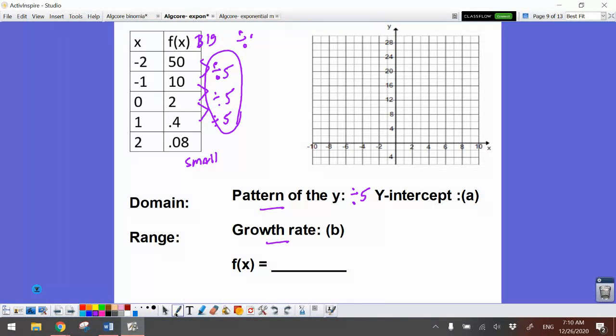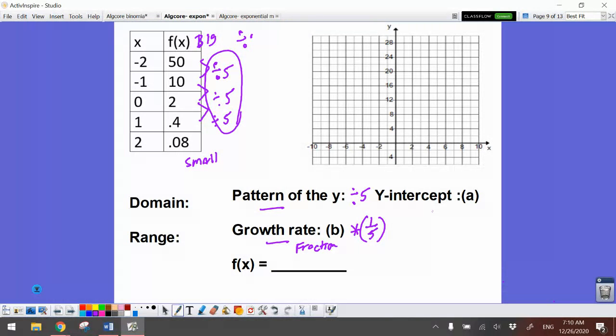But I can't write my growth rate as a division. I have to write it as a multiplication, so I have to write it as a fraction. A division by 5 is actually a multiplication by 1 over 5. So if I see a division pattern, it's going to be a multiplication by 1 over 5. So that's now my b.